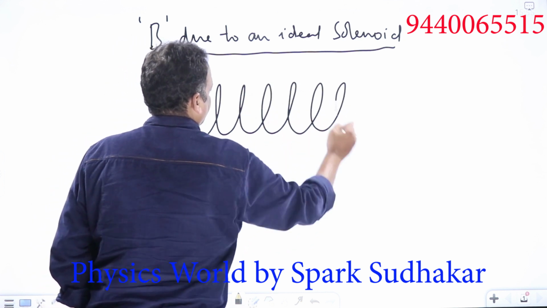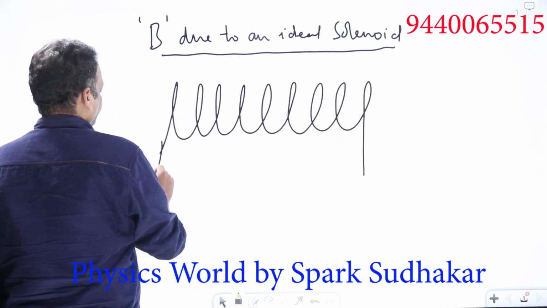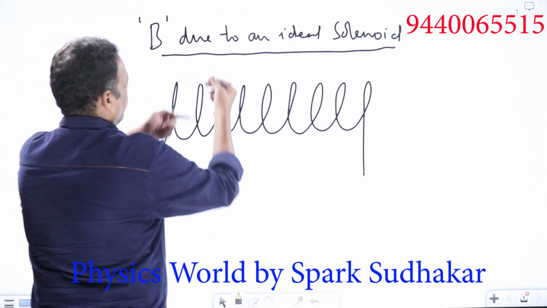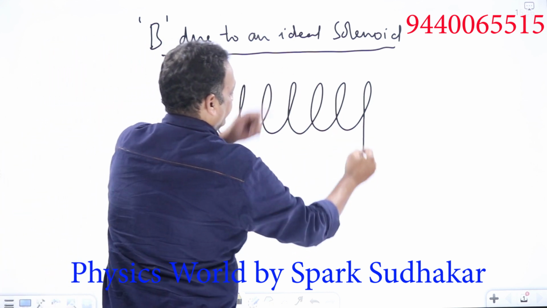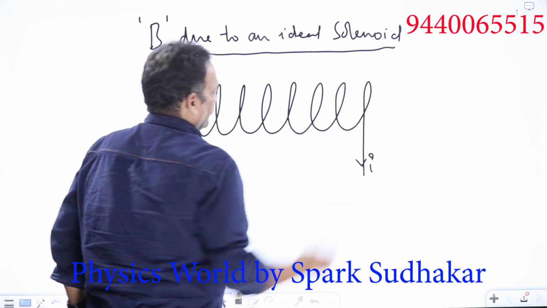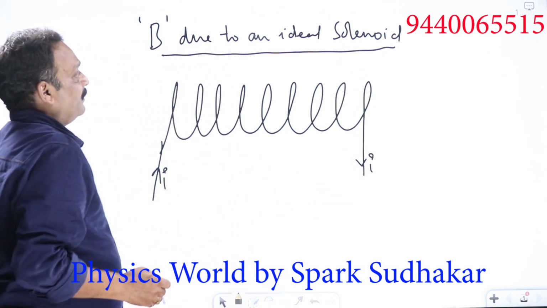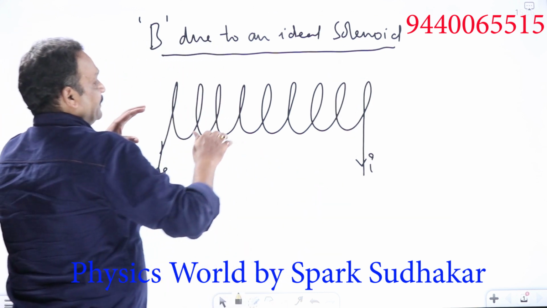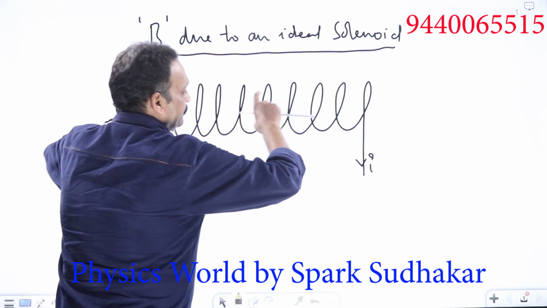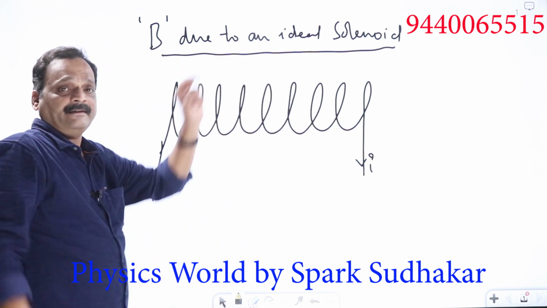This is nothing but a solenoid, in which if I send a current I like this, it passes through each and every turn and comes out like this. Okay, right? What is an ideal solenoid? An ideal solenoid is one whose length is very long compared to its diameter.